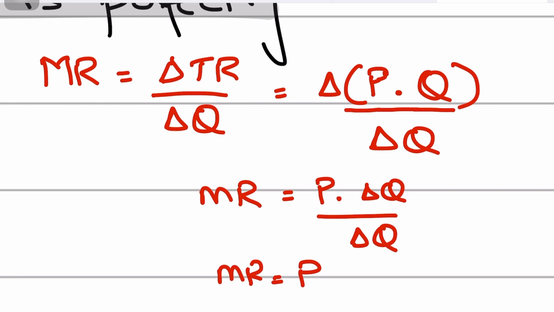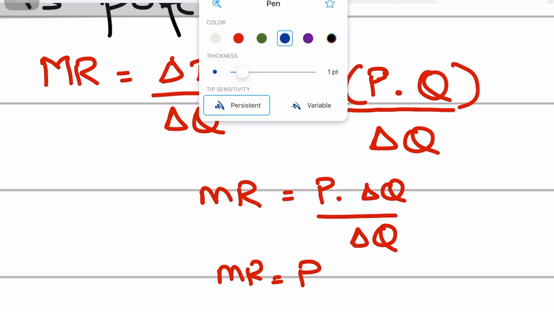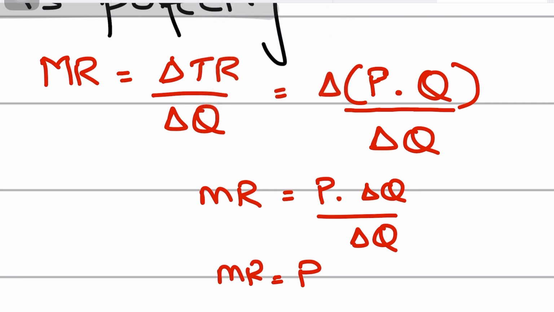Since in a firm in a perfectly competitive market, the price is not changing, the price is the same. So the change is actually in the quantity. So we could say that price multiplied by change in quantity, because the change is actually in the quantity, not the price. So P multiplied by change in quantity divided by change in quantity. So change in quantity gets cancelled.